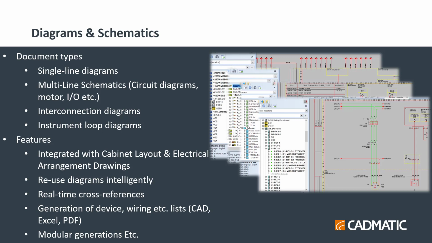You can generate the device list and wiring list into CAD, Excel, PDF, but there are tens of other report types available. And all the reports are automatically generated. If you make some changes, it takes just 2 clicks to update all the reports. And of course, you can also compare reports with the previous ones, so all the changes are highlighted. Also, you can compare the diagrams or documents with previous revisions, for example. And we even have modular generation that I'm going to explain in the next slides.